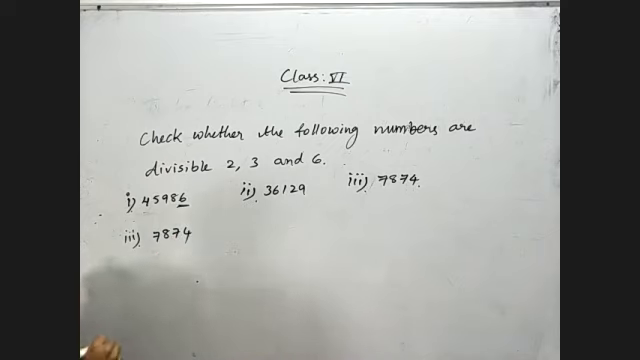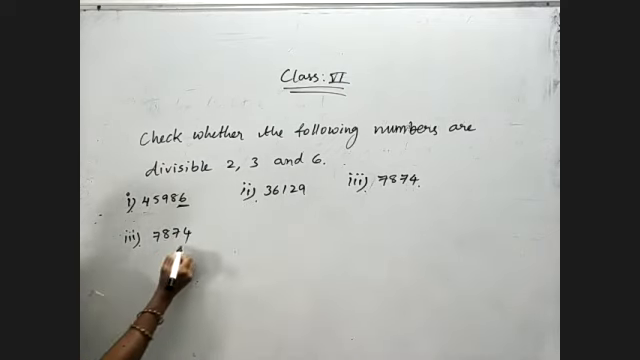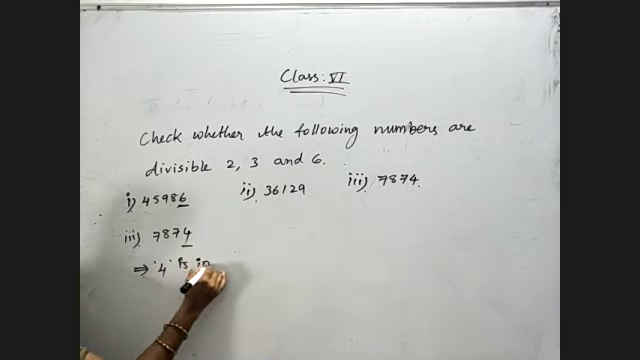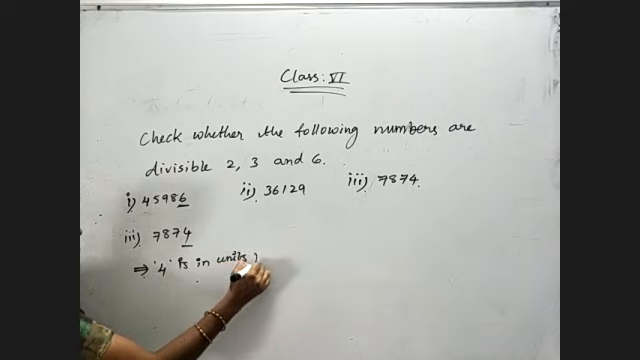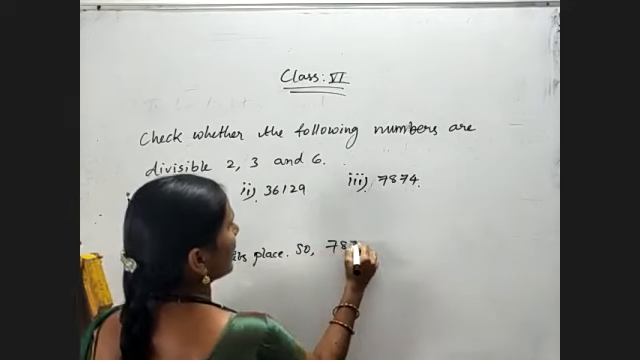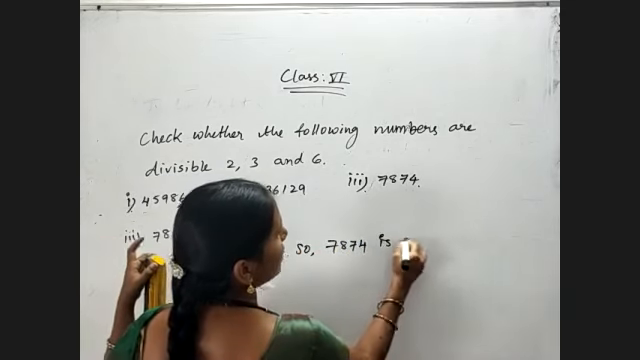7,874. Which number do we have in the unit place? 4. So 4 is in the unit place. So 7,874 is divisible by 2.